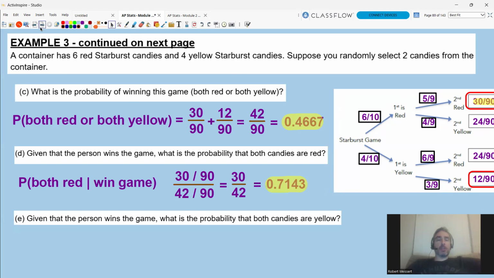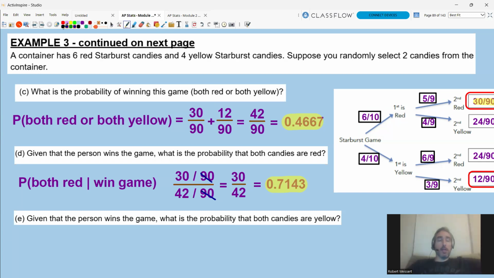And at the top of your fraction, the probability they're both going to be red is going to be 30 out of 90. So that's just going to be 30 out of 90 over 42 out of 90. Now, in this scenario, the 90s actually cancel out. So you can just do 30 out of 42, which is about 0.7143. So in other words, if you won, chances are 71.43% of the time you got red both times.